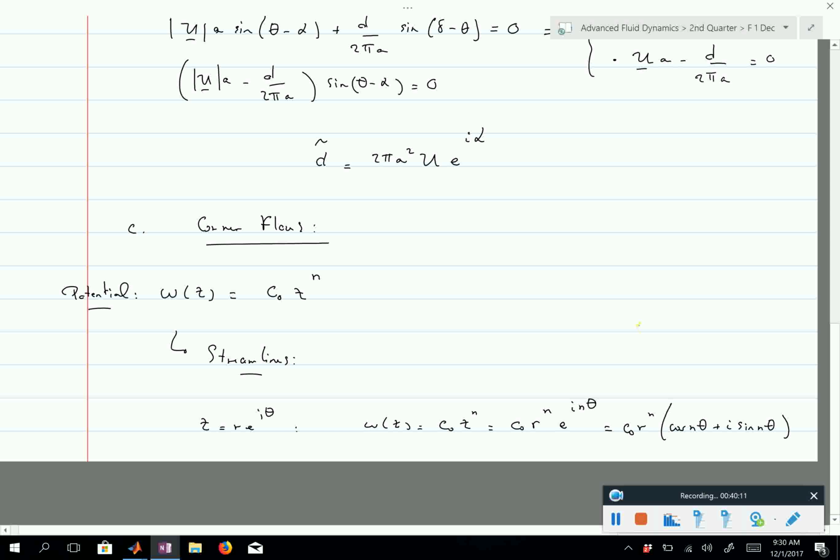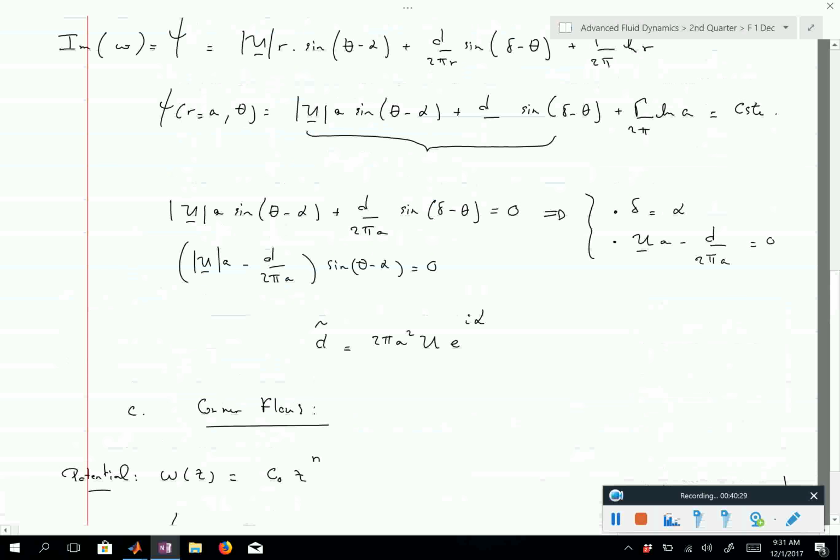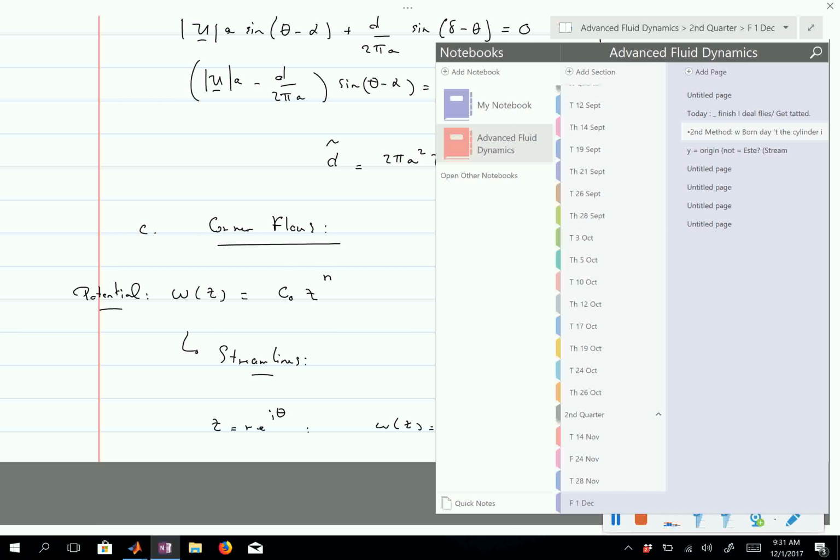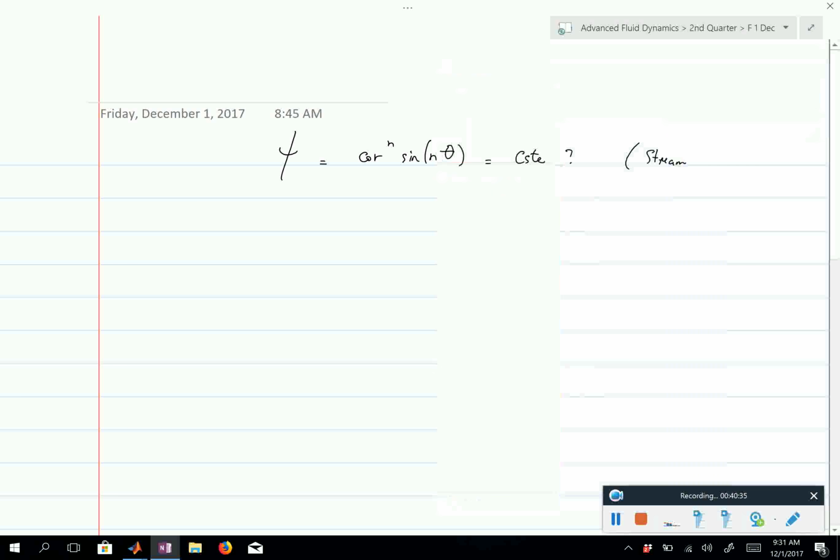Do you guys remember that exponential i alpha is equal to cosine alpha plus i sine alpha? Because I've been using that a lot. Maybe that was the piece of information which was missing. Now you remember. Yeah? Okay, so this will define a streamline.